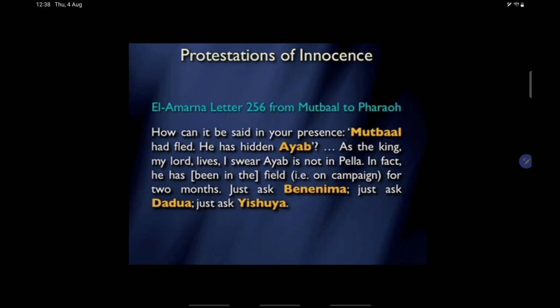Ayab translates to Joab, who was David's general. Benanima translates to Baana, who was one of Ishbal's captains. Dadua translates to David, and Yeshua translates to Jesse, who, as we know, was David's father. This cannot be coincidental. The Amarna Tablets are referring to biblical figures that we are told never existed.